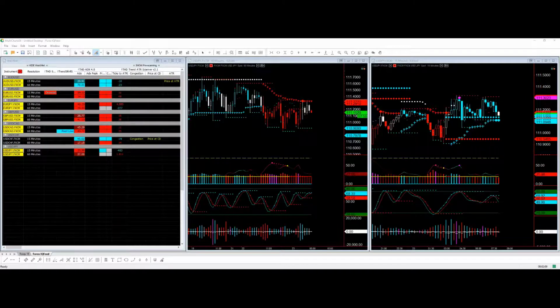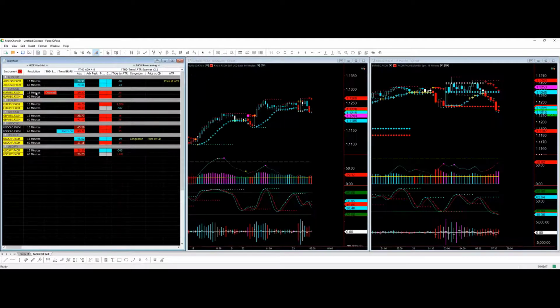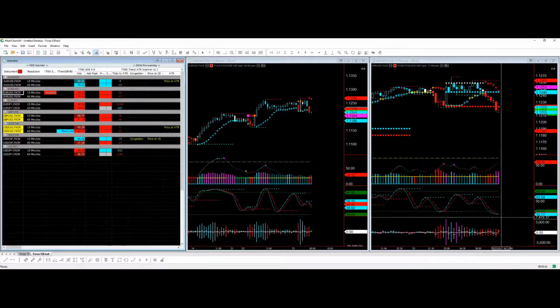Now, you can also see that the first column there is the stochastics, and you can see that the euro dollar is actually overextended to the downside on the 15-minute chart. And that's the purpose of this column, is to show you when a market is overbought or oversold. In this case, I would wait for a retracement back up to this ATR before I would even think about entering. And you can see very clearly that it is overextended to the downside.